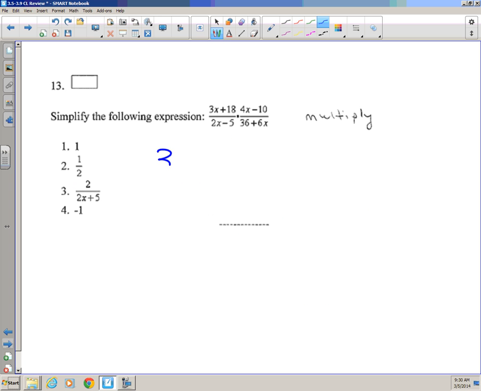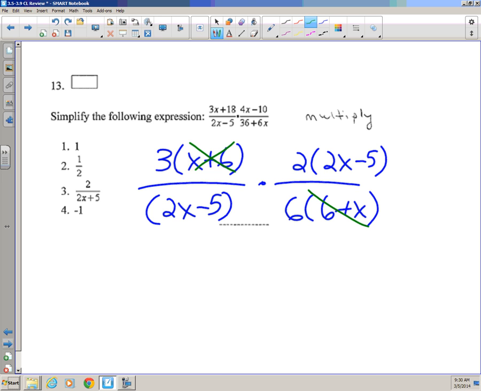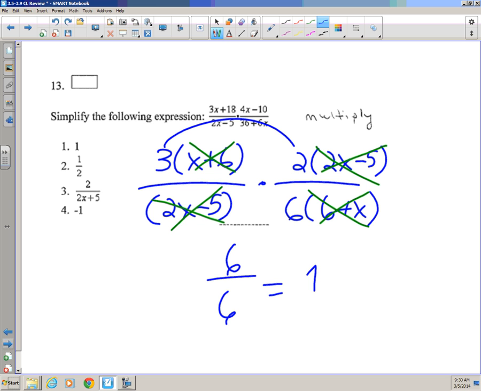13, multiply again, GCF, 3, x plus 6, denominator. Can't do anything, leave it or put in parentheses. Top right, GCF, 2, 2x minus 5 on the bottom, GCF 6, 6 plus x. So 6 plus x and x plus 6 are the same thing. It's the commutative property in play. So you can actually cross these out because they give you the same value. What you're left with becomes 3 times 2 on the top, right? 3 times 2, mono, mono. On the bottom was just 6 over 6. So your answer here is just 1 whole.